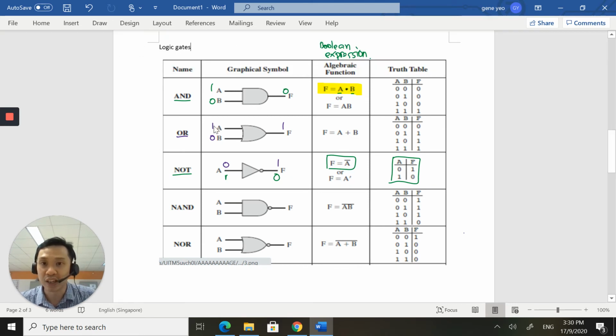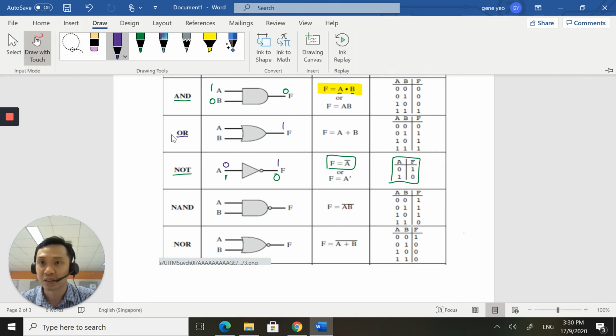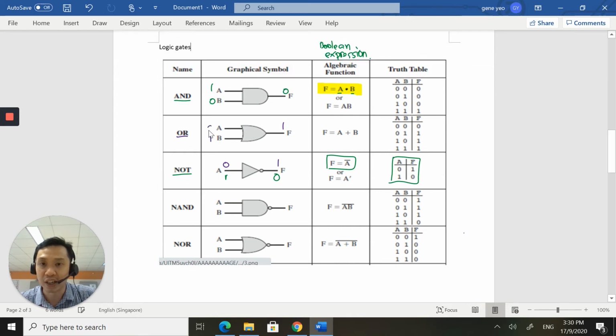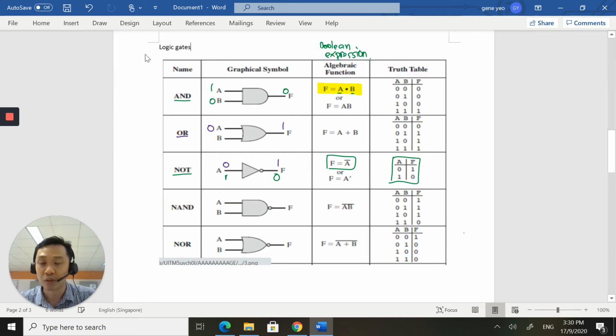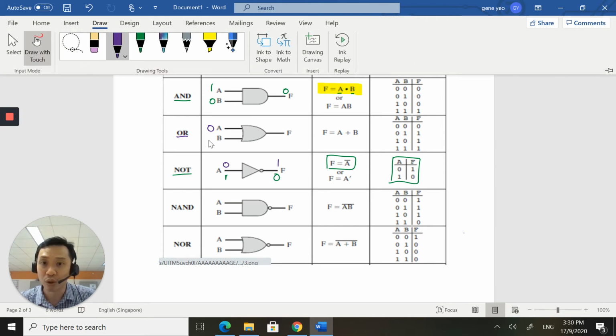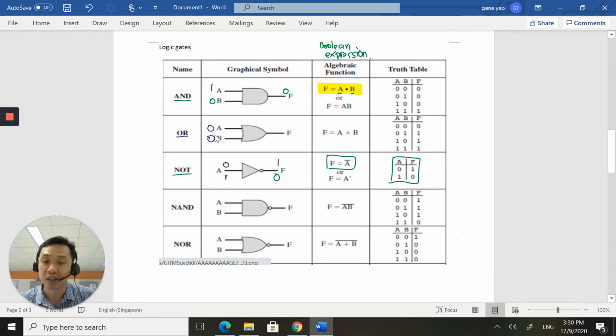If I don't want A to be high, I can have B to be high and A to be low. It's still an OR, right? If B or A is high, the output will be a high. The only time that it gives me a low is when both inputs are low. So if both inputs are low, none of them is a high, right? So the output will be a low.